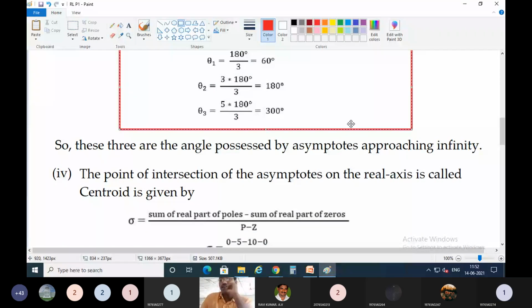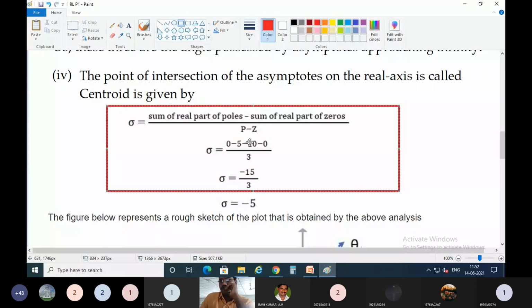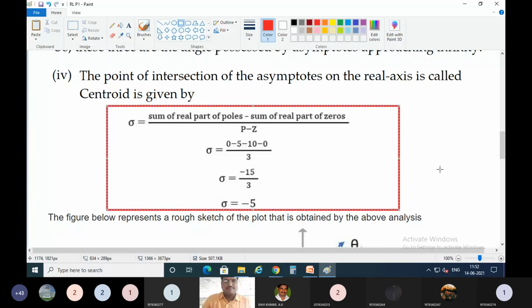Immediately after calculating the asymptotes, you can calculate the centroid. What is the centroid, Amma? It is the intersection point of the asymptotes on the root locus. Just read it, Amma. What is the centroid formula? The point of intersection of the asymptotes on the real axis is called the centroid. It is given by sigma is equal to the sum of real parts of poles minus the sum of real parts of zeros, by p minus z.